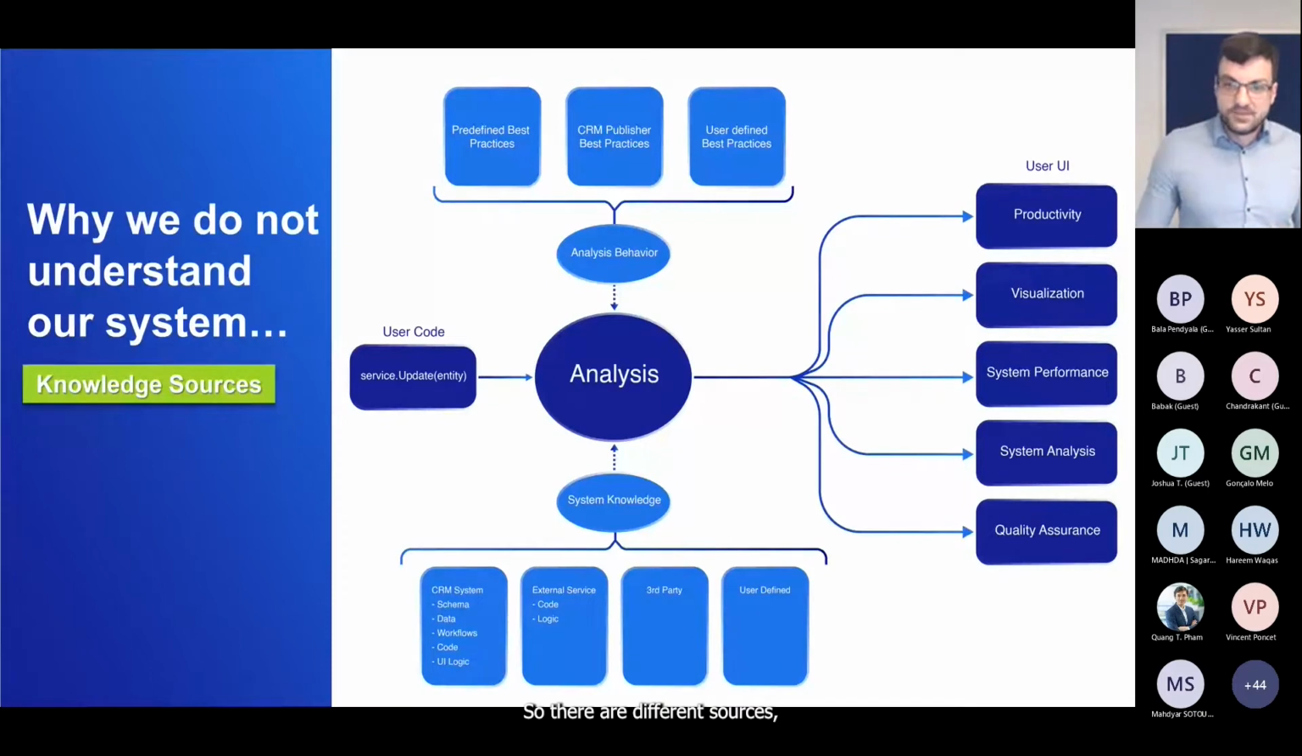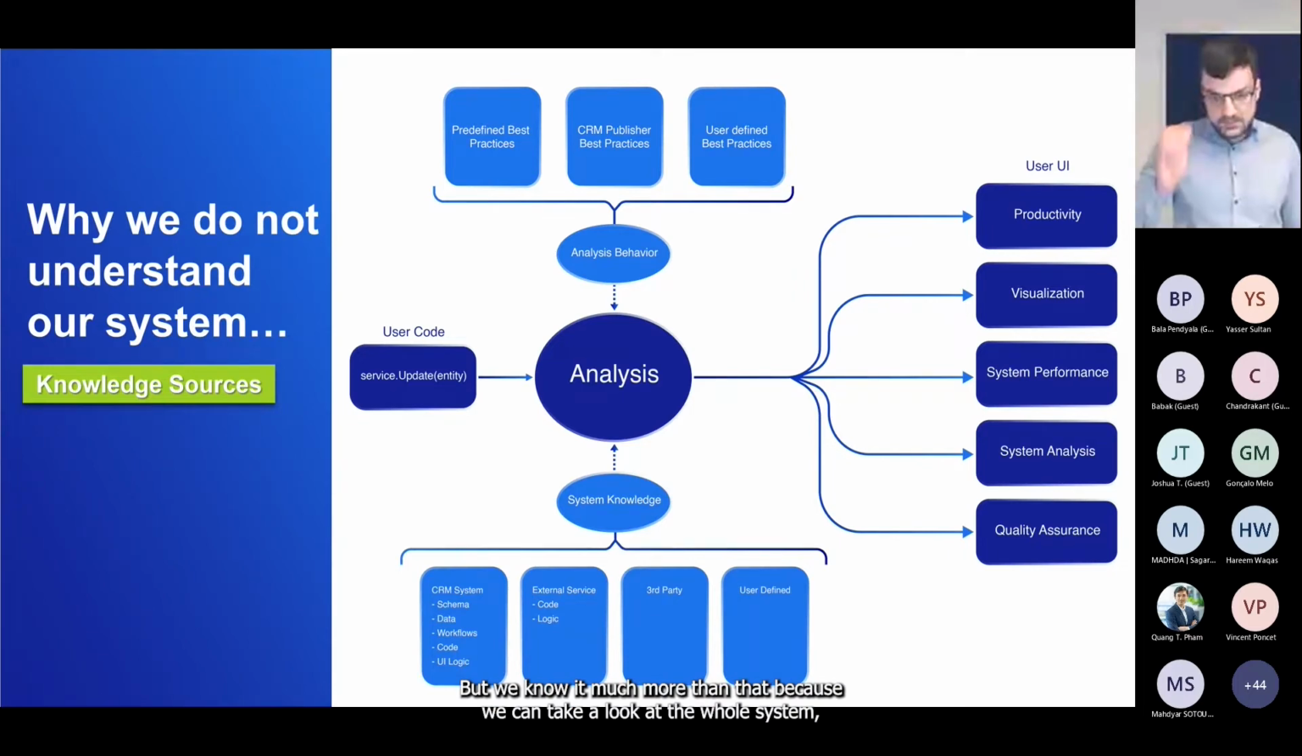So there are different sources, but we also need to know something about our system. So at the end, we have our CRM system, of course, with the data model, the data itself, and also our customizations. And I think this is very important information, because usually as a developer, you know what's going on in your system, at least partially, but we know much more than that because we can take a look at the whole system, the data model, workflows, and things like that. So we can provide information about the side effects in real time without taking a look at the different systems, because we do it in an automated way.